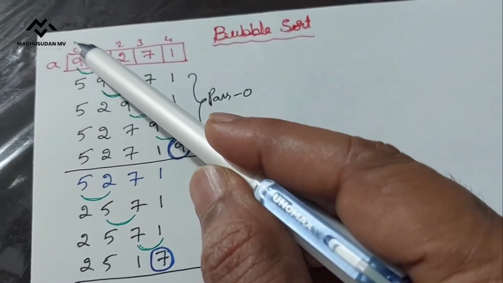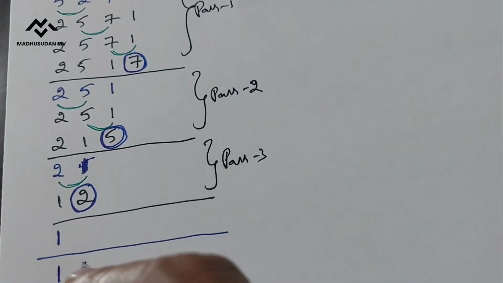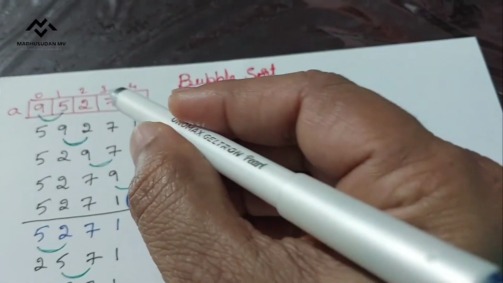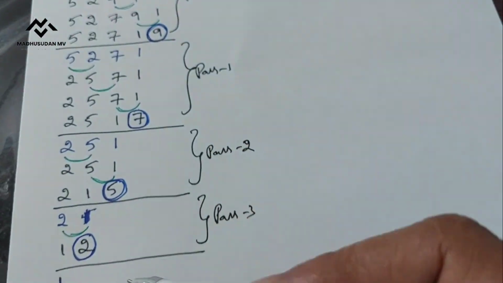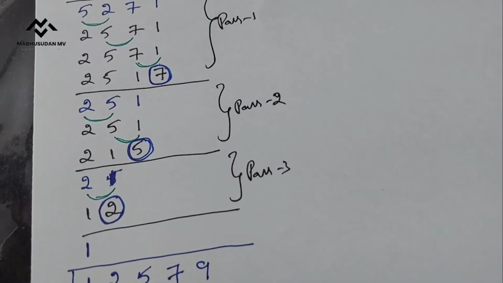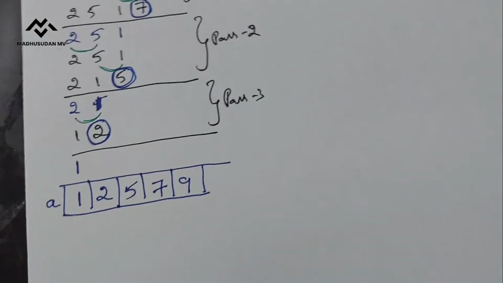So finally, when you observe from the zeroth position, what do I have? 1. At position 1, what do I have? 2. At position 2, what do we have? 5. At position 3, what do we have? 7. At position 4, what do we have? 9. So thus we sorted the given elements using bubble sort in ascending order.